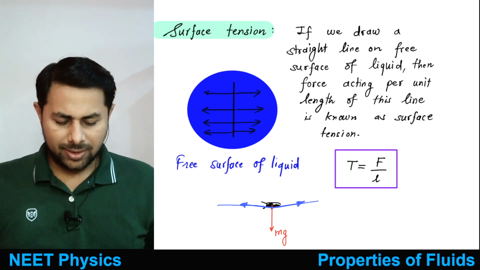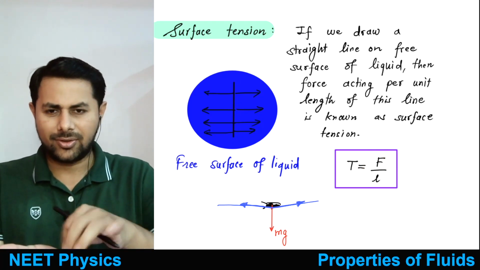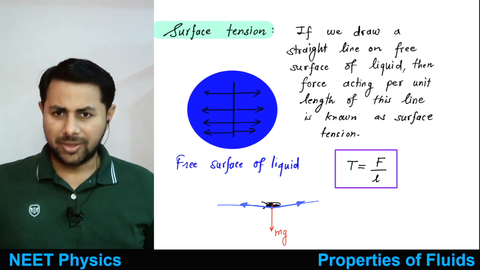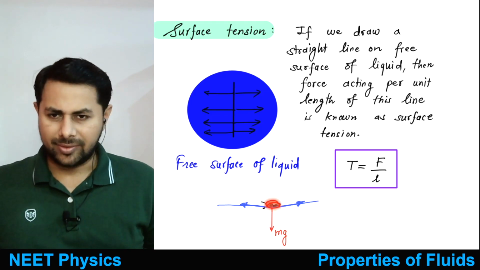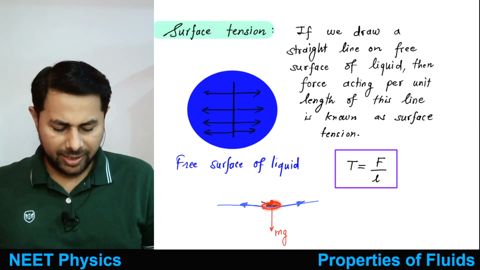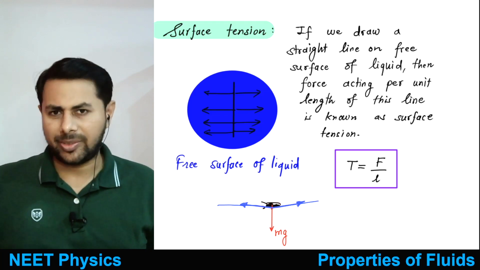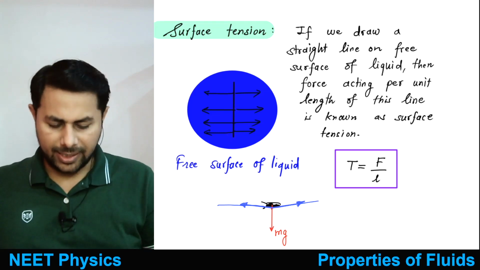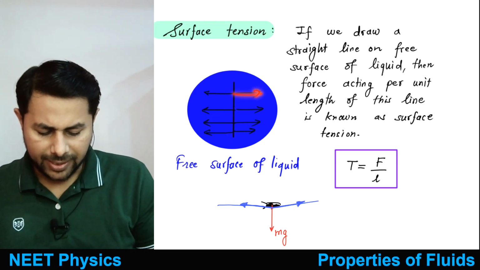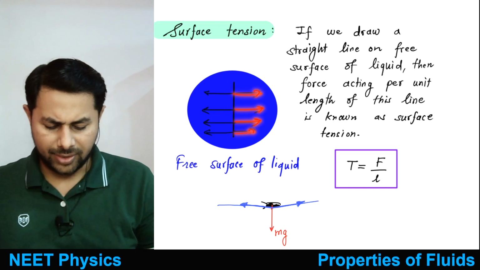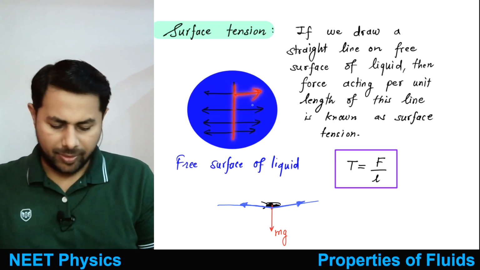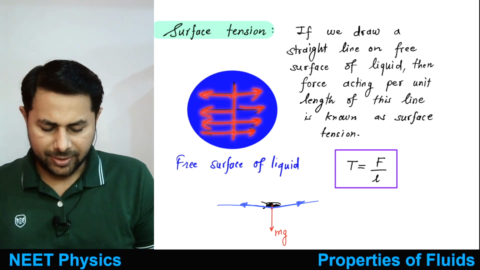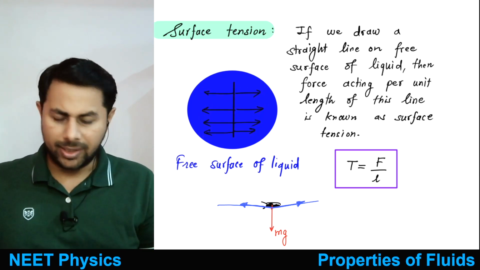So now you might have seen insects crawling over the surface of water. How can that happen? It's because the weight of the insect is balanced by the force due to surface tension. If you draw a straight line on the free surface of a liquid, the force acting on that line would be like this. This line gets attracted from this side due to these liquid molecules, and it gets attracted due to these liquid molecules on the other side.